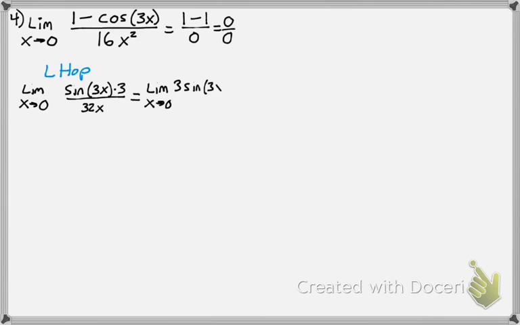You don't really need to show this if you don't want to. And 32x. And if you plug in the 0 now, we actually still get 0 over 0. So we haven't really, at least it doesn't appear, improved our situation.